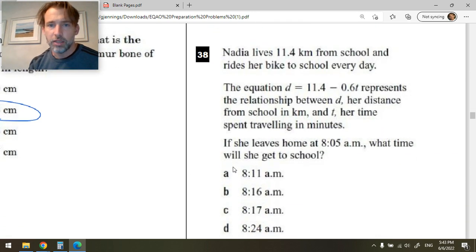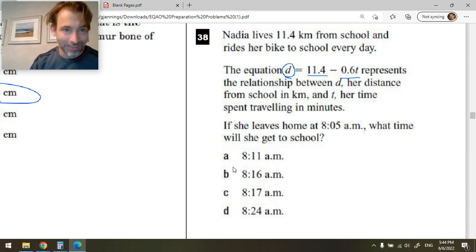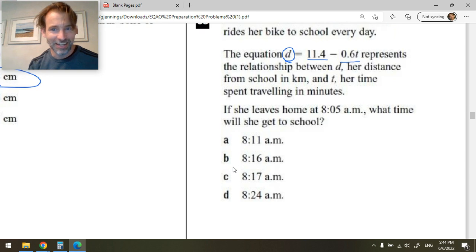Nadia lives 11.4 kilometers from school and rides her bike to school every day. Okay, this equation, d equals the distance that she starts away from school minus 0.6 times t, represents the relationship between d, her distance from school in kilometers, and t, her time spent traveling in minutes. If she leaves home at 8:05, what time will she get to school? Okay, cool. I love this question. It's so great.